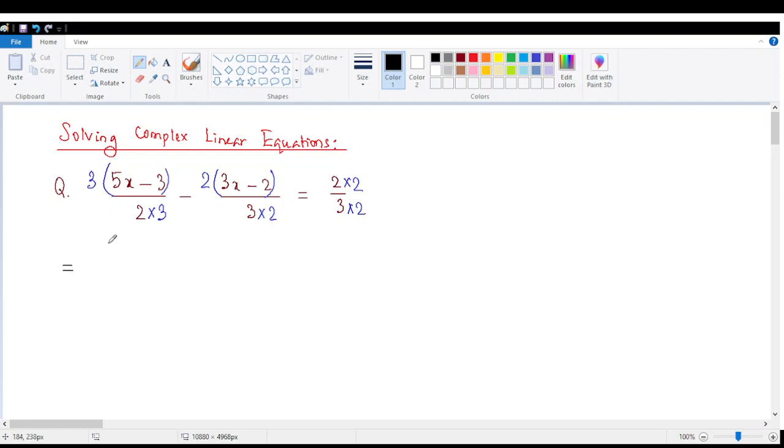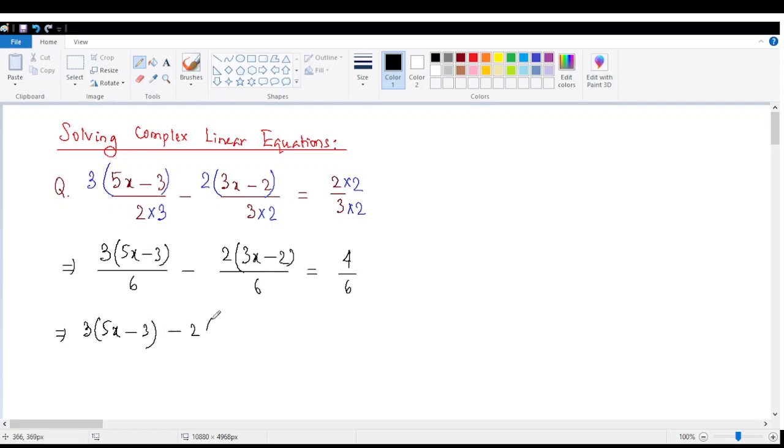Let us write one more line. 3 times 5x minus 3 over 6 minus 2 times 3x minus 2 over 6 equal to 4 over 6. Now all the denominators are 6, so we can remove them. We can simply write the numerators now: 3 times 5x minus 3 minus 2 times 3x minus 2 equal to 4. Now we will be solving this one.